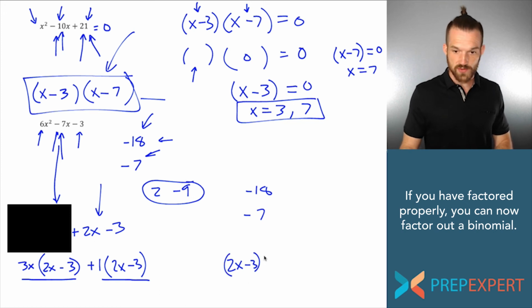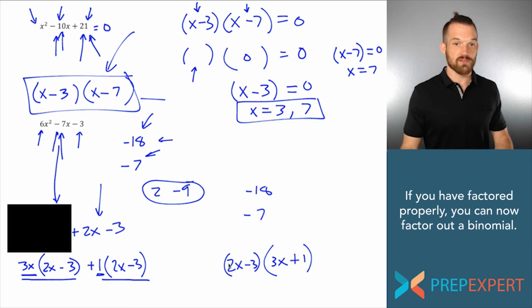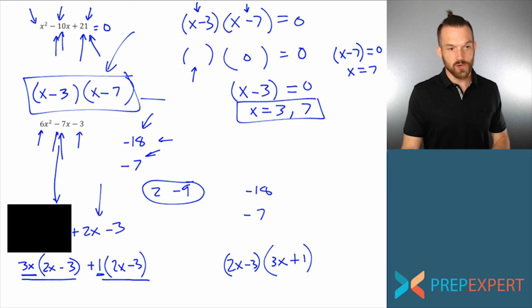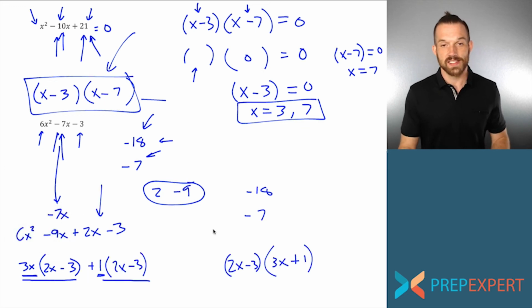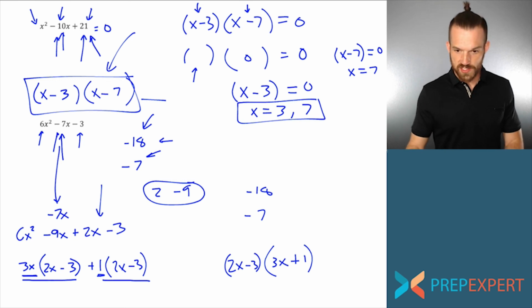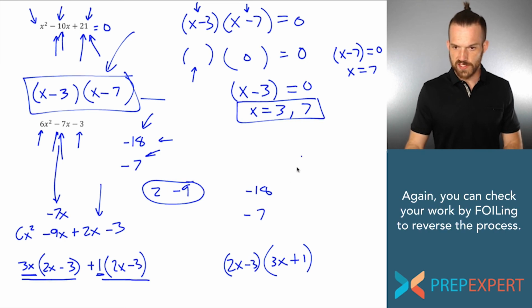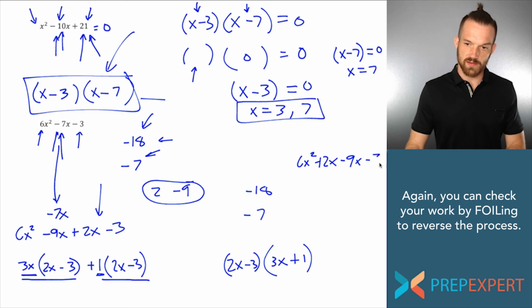So if I factor that out of the overall equation, what's left in the first big term? 3x. And what's left in the second big term? 1. 3x plus 1. So now I have, in fact, factored my more difficult quadratic whose a term is not equal to 1. I can see that if I were to FOIL this in reverse, 2x times 3x is 6x squared. 2x times 1 is 2x. Negative 3 times 3x is negative 9x, and negative 3 times 1 is negative 3.